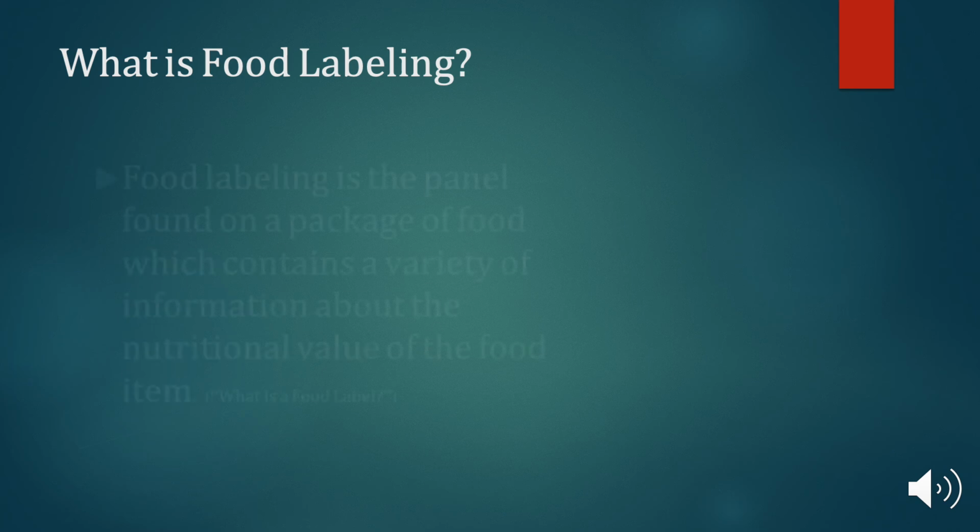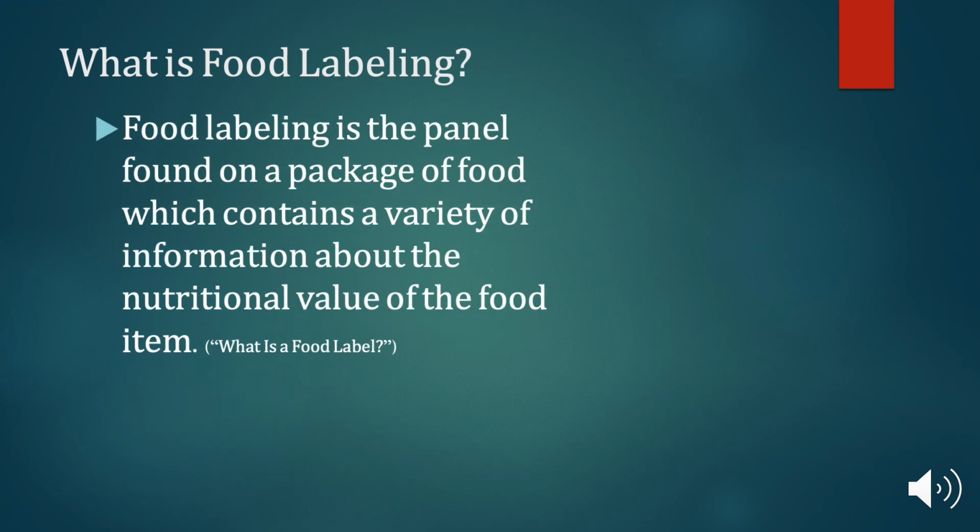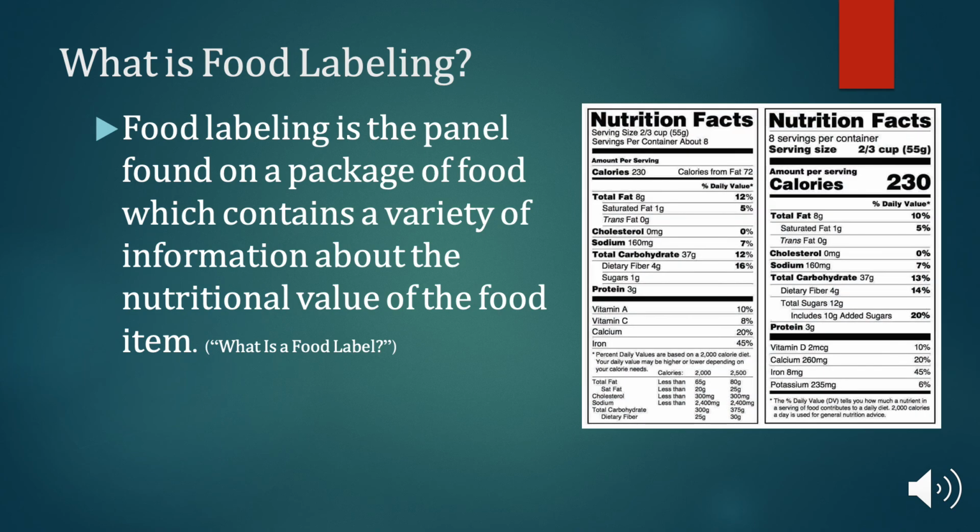What is food labeling? Food labeling is the panel found on a package of food which contains a variety of information about the nutritional value of the food item. There are many pieces of information on most food labels, including serving size, number of calories, grams of fat, included nutrients, and a list of ingredients. This information helps people who are trying to restrict their intake of fat, sodium, sugar, or other ingredients, or those individuals who are trying to get enough of the healthy nutrients such as calcium or vitamin C.